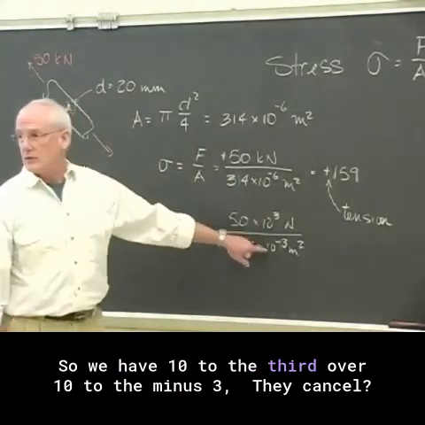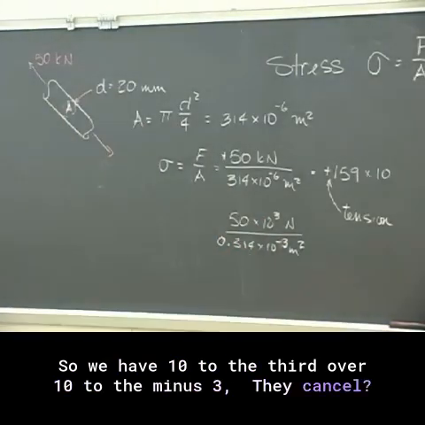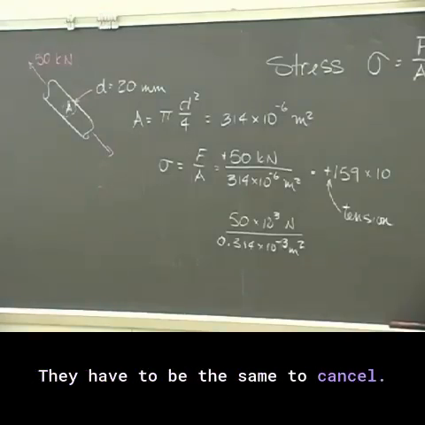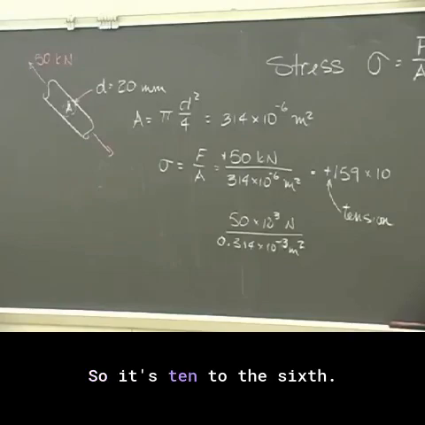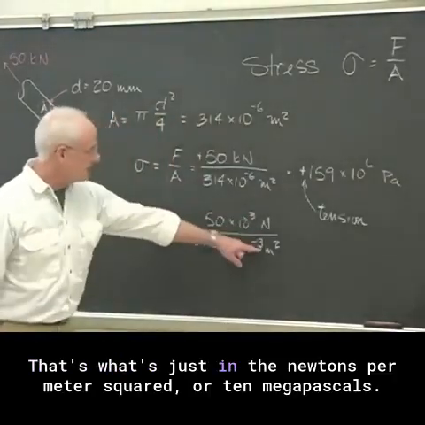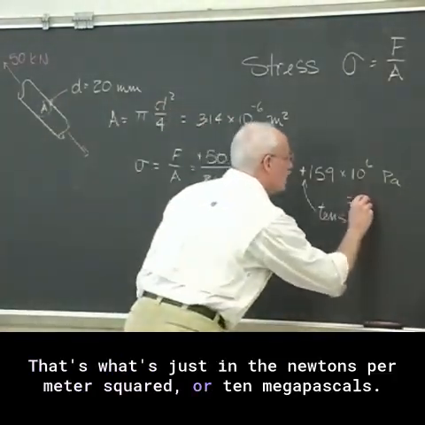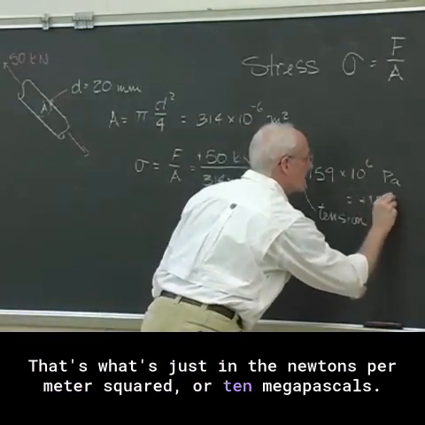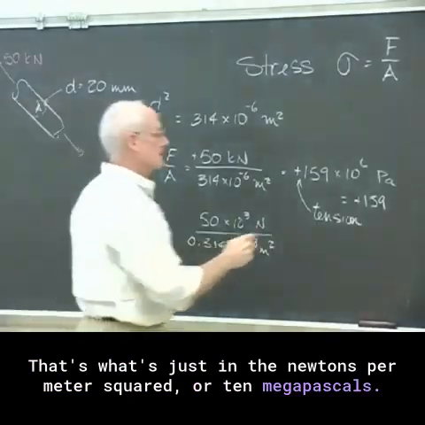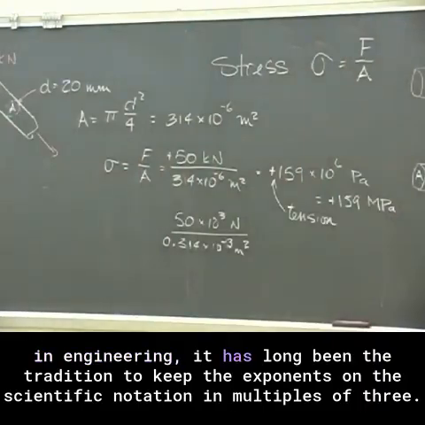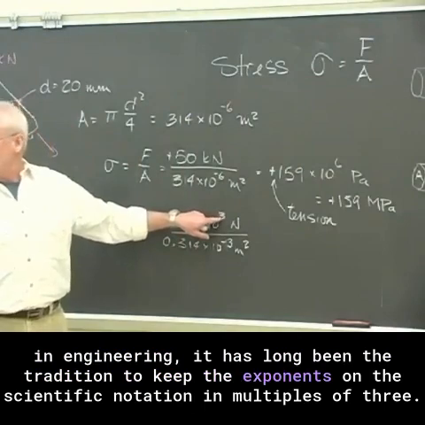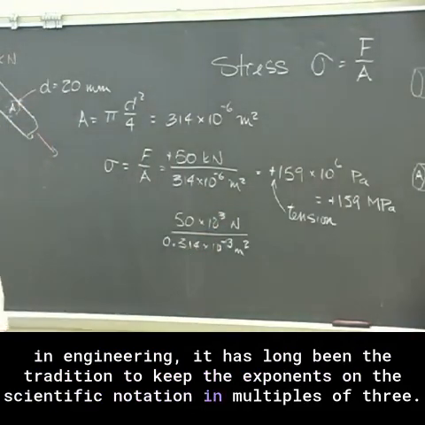So we have 10 to the third over 10 to the minus 3. They cancel? Of course not, they're not the same. They have to be the same to cancel. So it's 10 to the 6th. That puts it just in newtons per meter squared, or 10 megapascals.